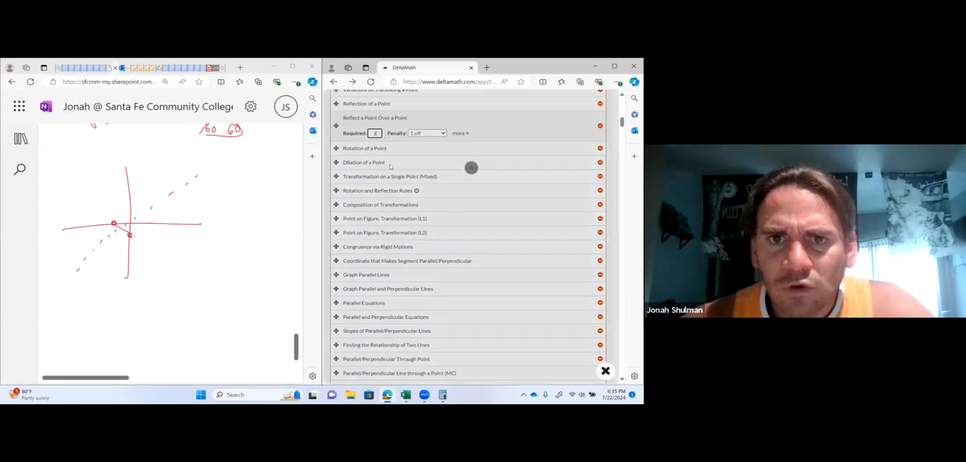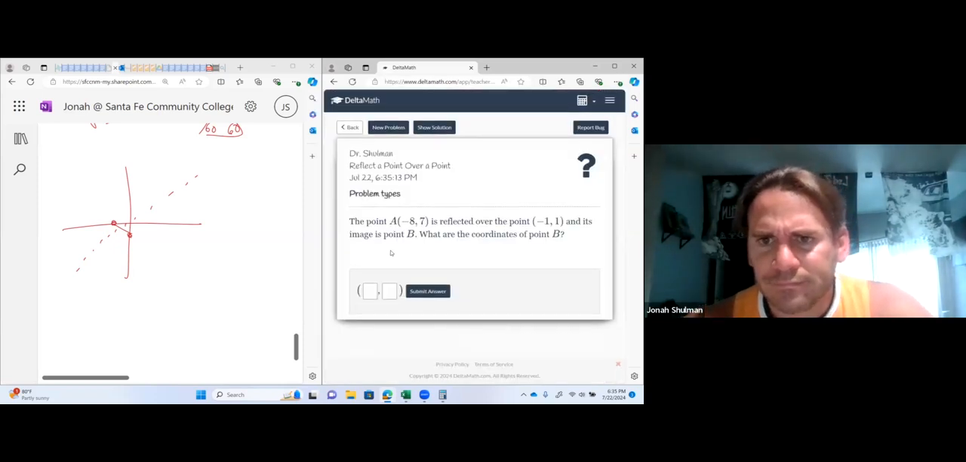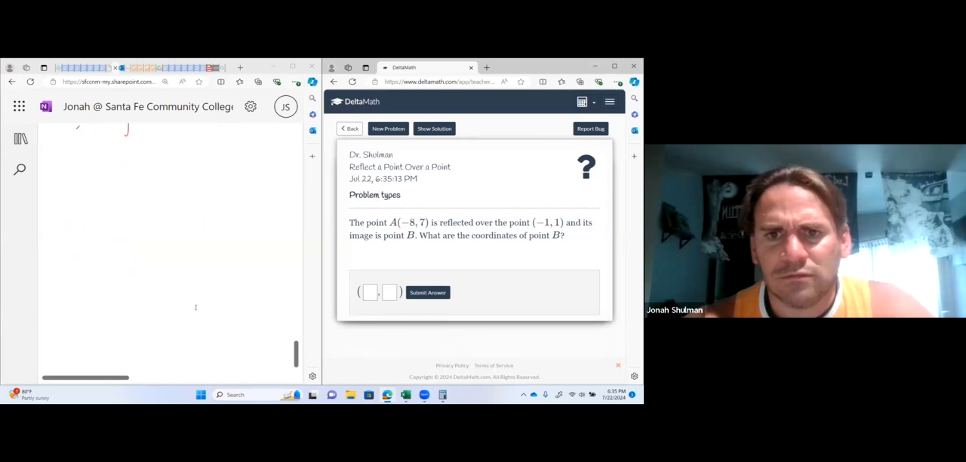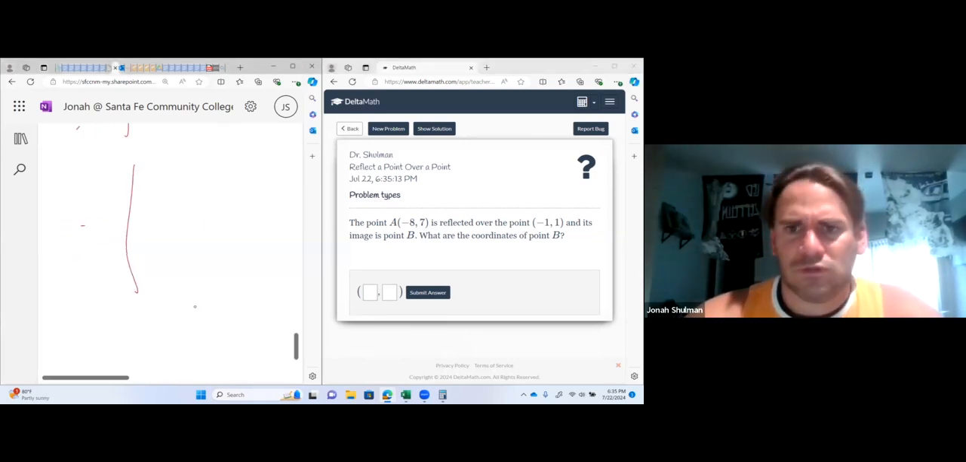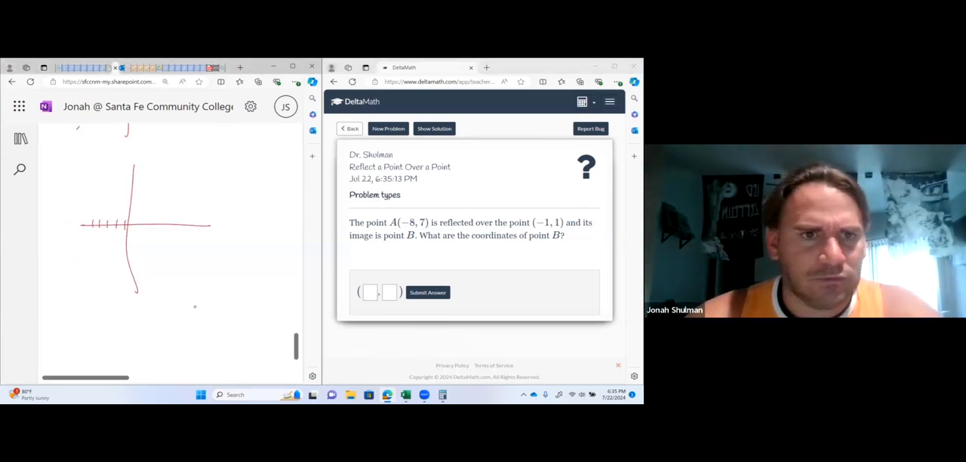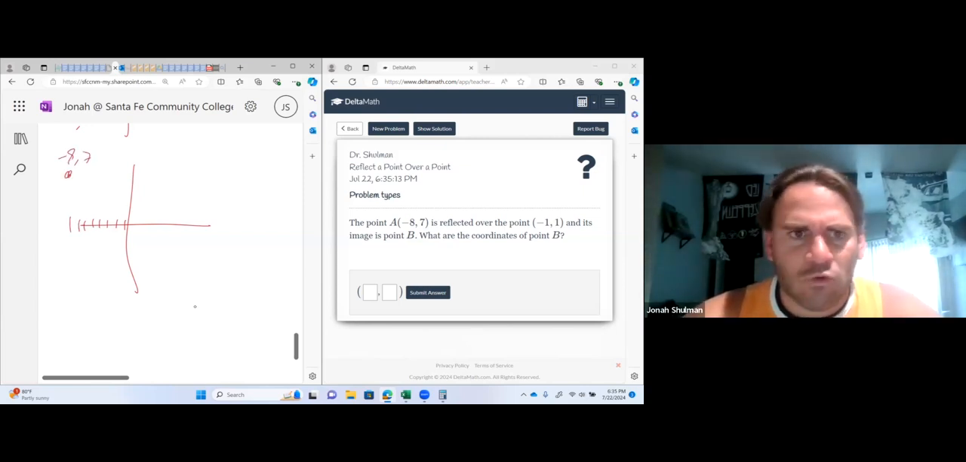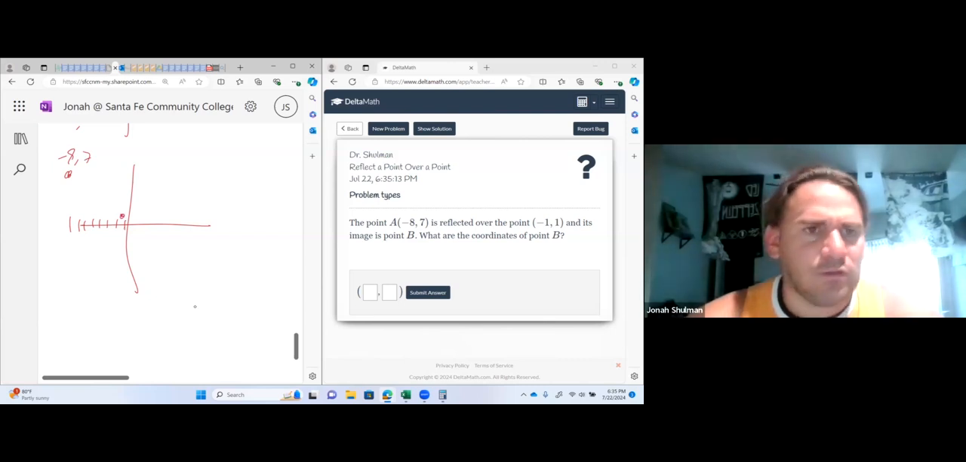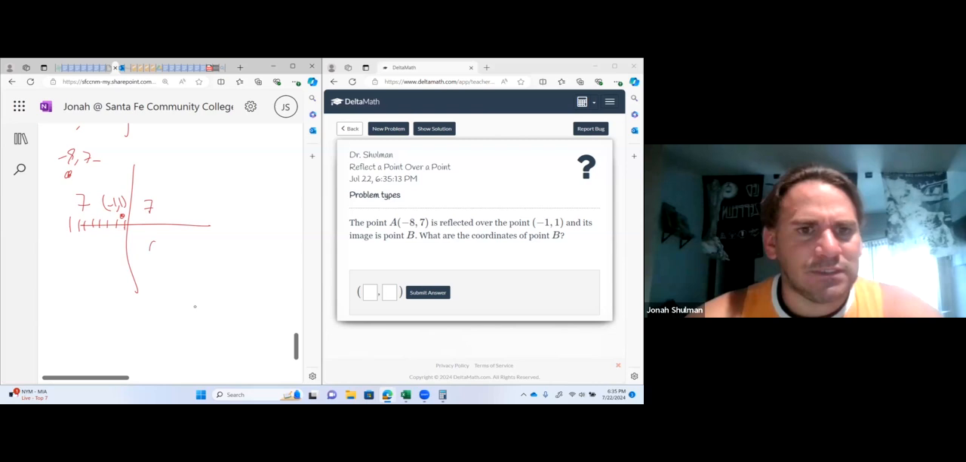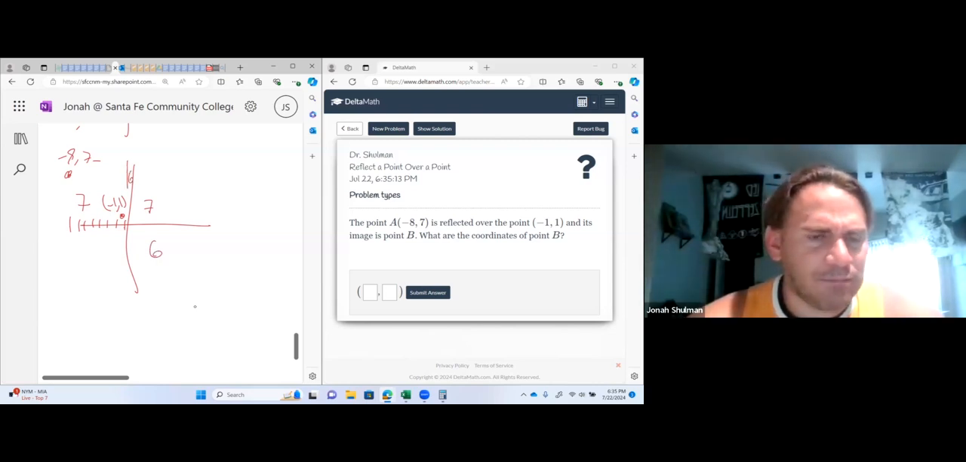All right, let's reflect over a point. This one's fun. So I have the point -8, 7. Reflecting over the point -1, 1. So our origin is here now. So if I go from -8 to -1, how many spaces is that? That is 7 spaces. So 7 more spaces would be 6. And then we have 7 down. This is 6. And 1 minus 6 is going to be -5.